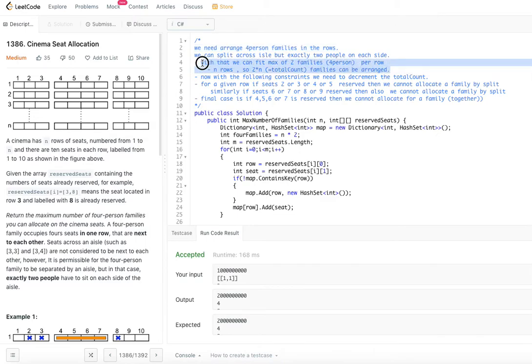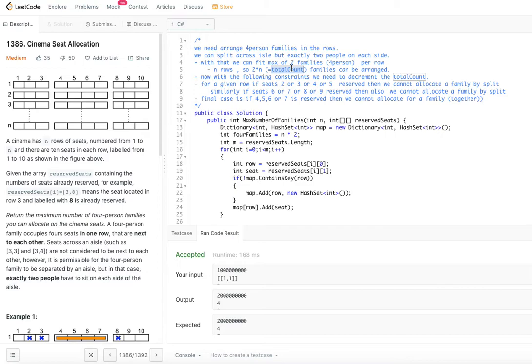This assumes there are no reserved seats. So if there are n rows, the maximum you can allocate is 2 times n 4-person families. That is the total count that can be arranged. But there are reserved seats. So this is the total count, keep that in mind.